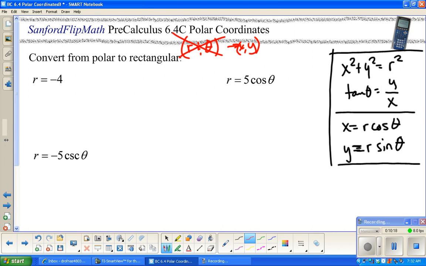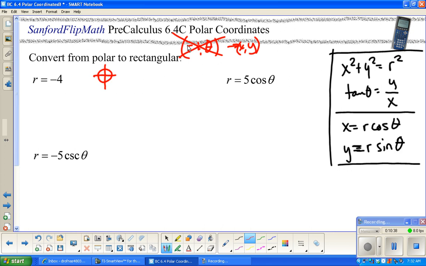Okay, so if we want r equals -4, which would be a circle, it's just that we would start rotating from there, that's all. That's the only difference. Looks just like r equals 4, only we would start the rotation at what we think of as 180 degrees instead.